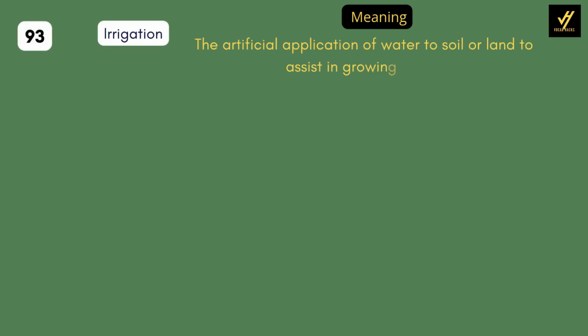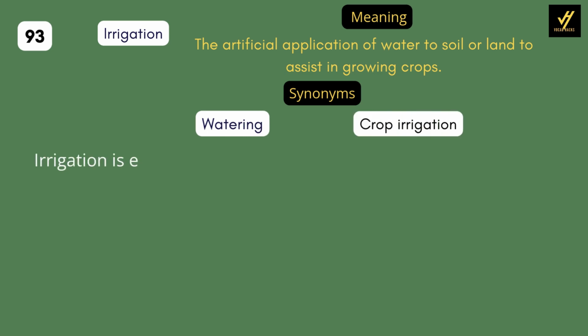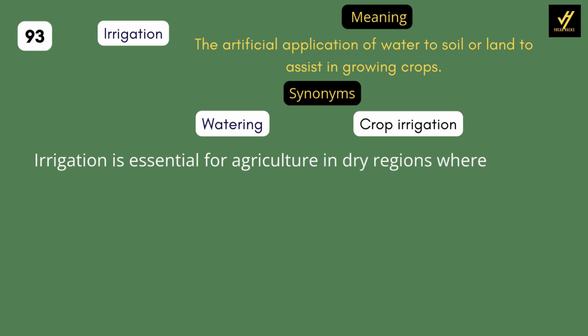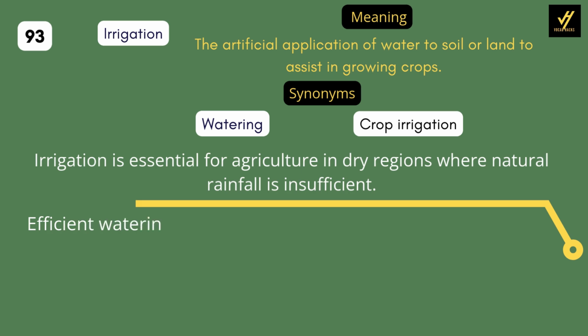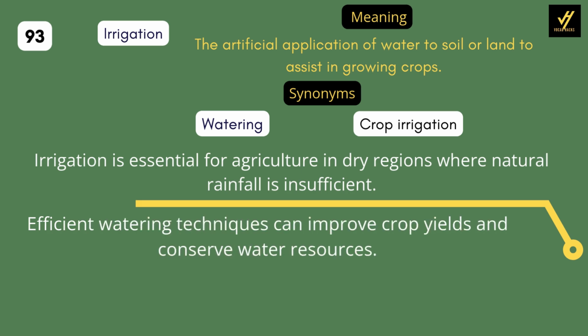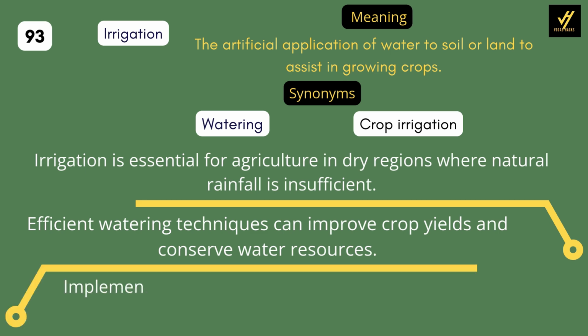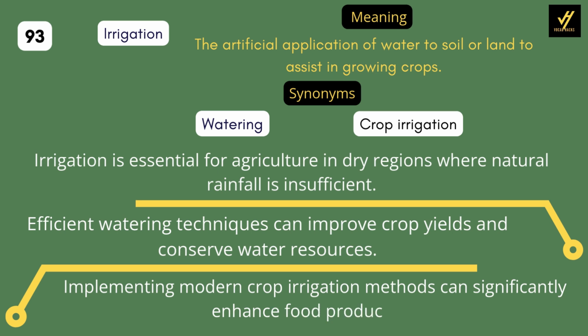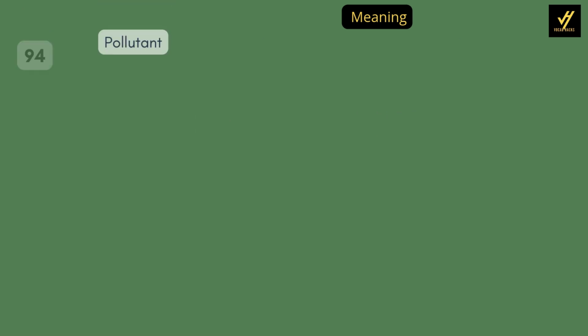Irrigation, the artificial application of water to soil or land to assist in growing crops. Watering, crop irrigation. Irrigation is essential for agriculture in dry regions where natural rainfall is insufficient. Efficient watering techniques can improve crop yields and conserve water resources. Implementing modern crop irrigation methods can significantly enhance food production.